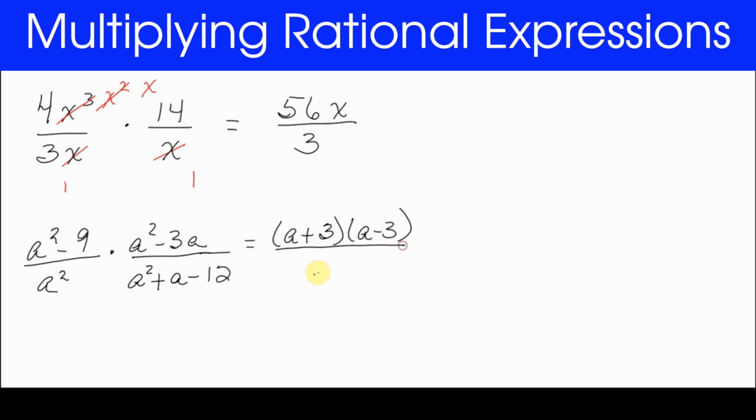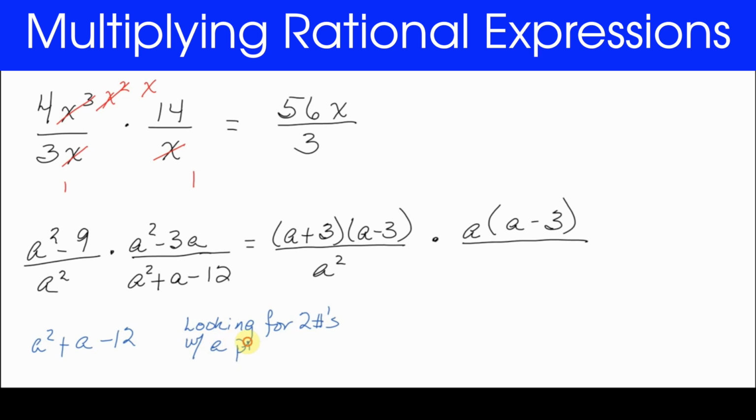There's nothing we can do with the a squared. With this numerator, a squared minus 3a, we can factor out a GCF of a, so we're left with a times a minus 3 over. Now this trinomial, let's look at it. a squared plus a minus 12. We're looking for two numbers with a product of the last term and with a sum of the middle term, which is 1.